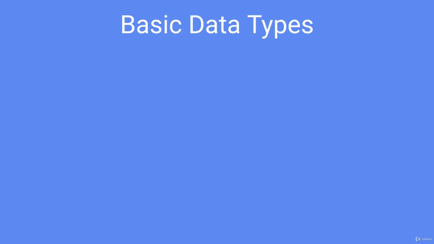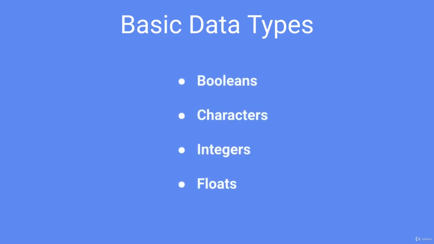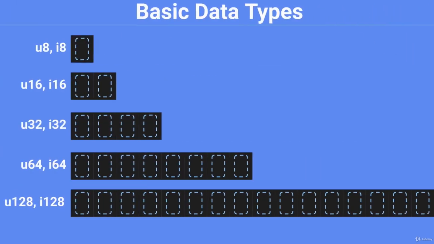Before we can move forward, we have to discuss the basic data types in Rust. Rust has 4 basic data types. These are booleans, characters, integers, and floats. Let's look at the memory representation of these types.